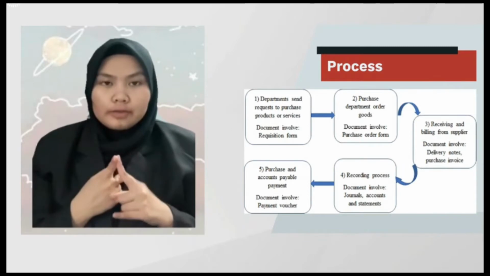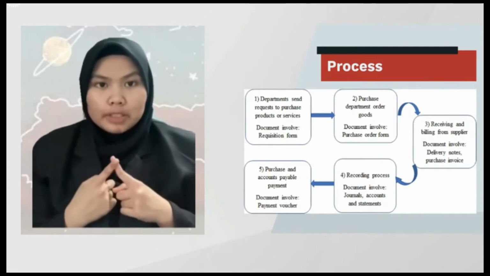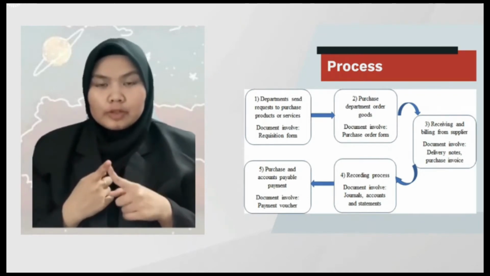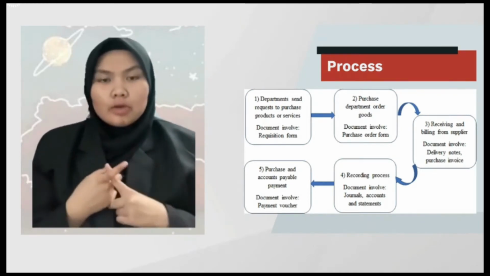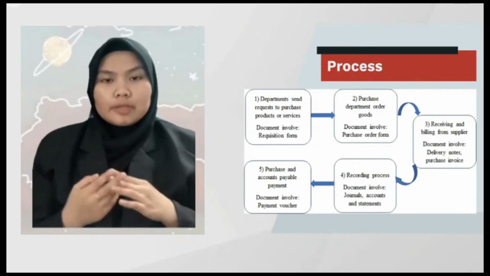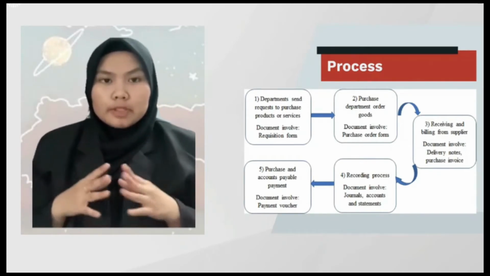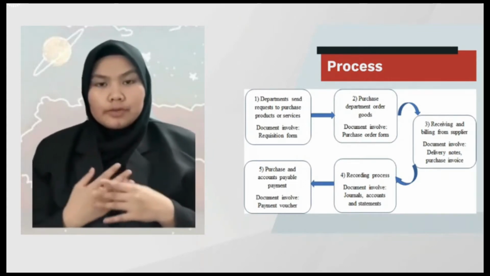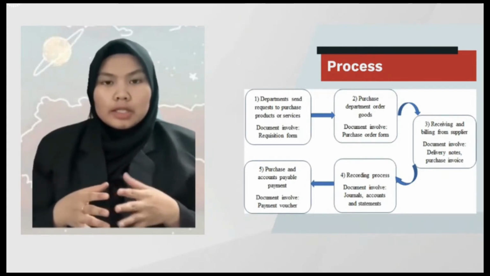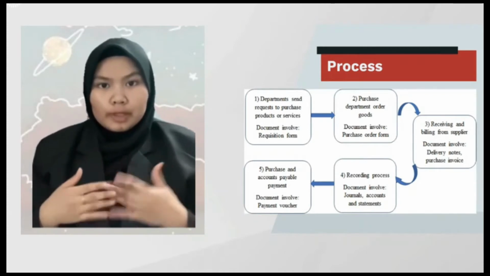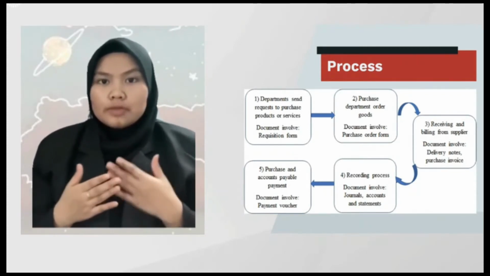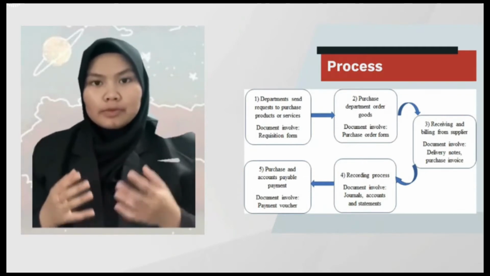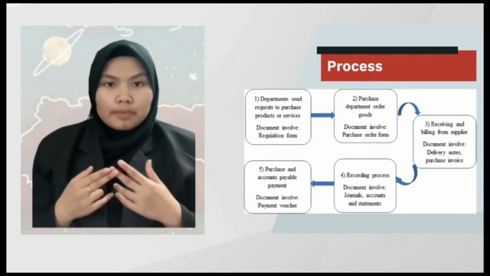The first process is the departments in the company will send the request to purchase some goods or services to the purchase department. They will fill in the requisition form. Next, the purchase department will fill in the purchase order form and send it to the supplier. After the supplier receives the form, then the purchase will be processed and the company will receive the goods and services that have been ordered. The purchased goods may come along with delivery notes or purchase invoice.